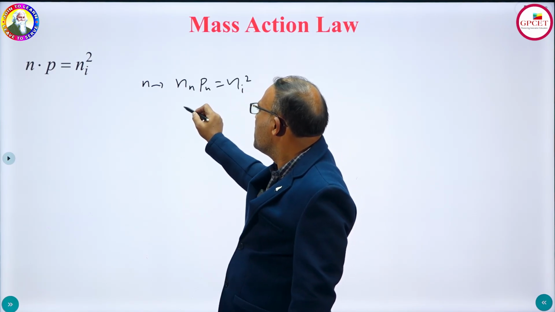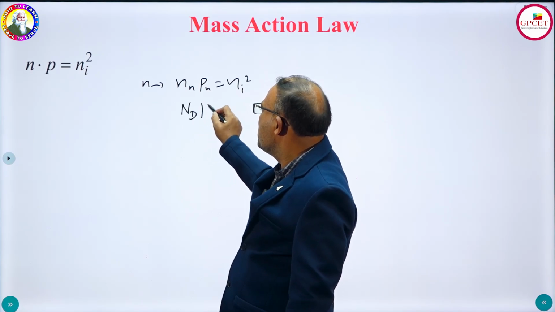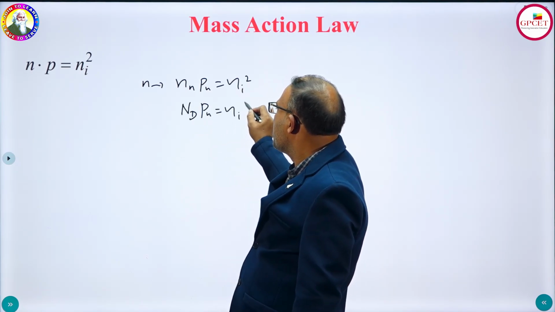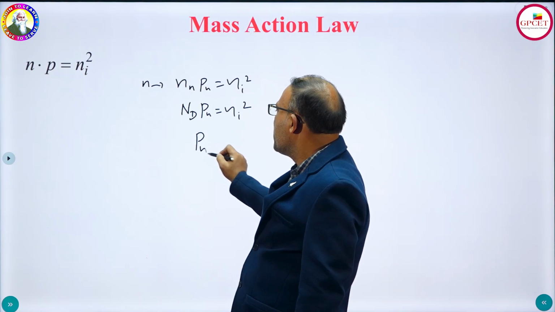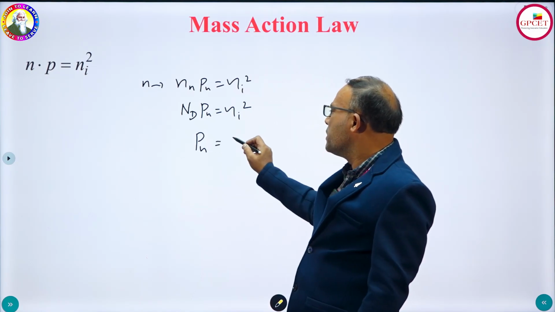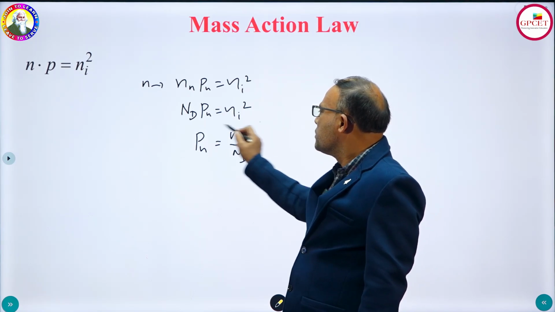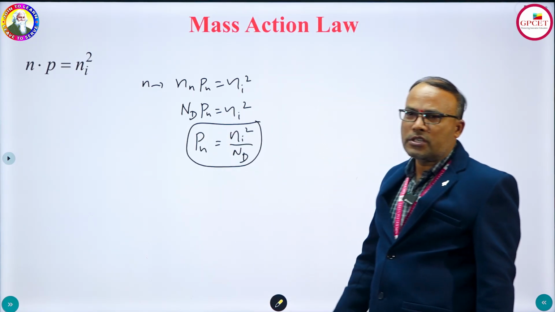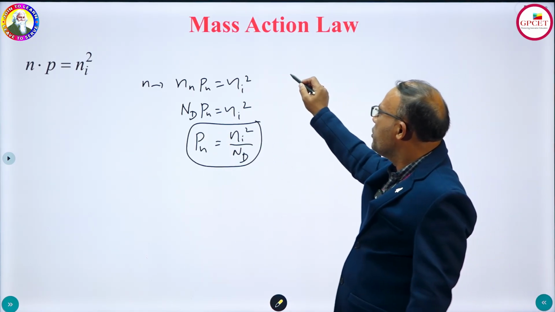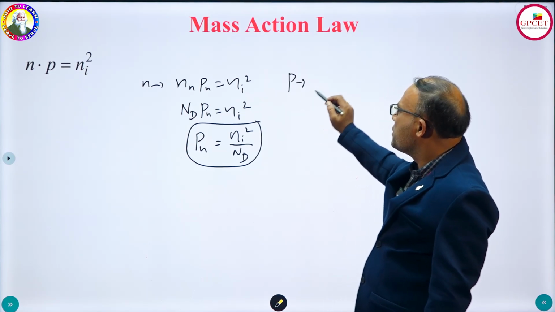That is, Nn, which is the donor concentration Nd, into Pn is equal to Ni square. Therefore, the minority charge carrier concentration in n-type is given by Ni square divided by Nd. So this is the minority charge carrier concentration in n-type. Similarly, we can find the minority charge carrier concentration in p-type.